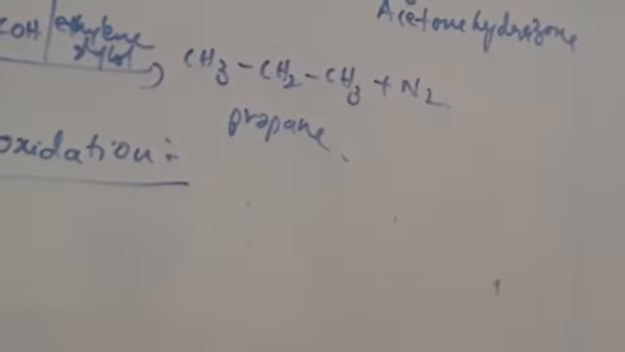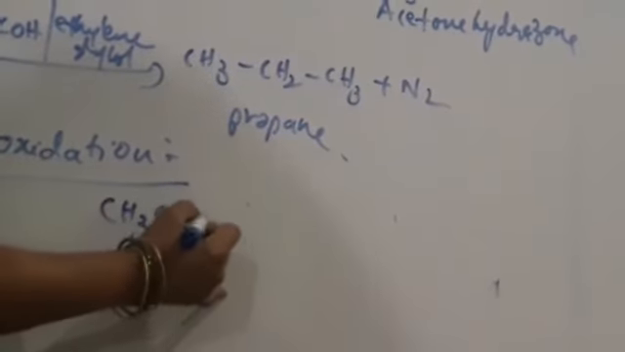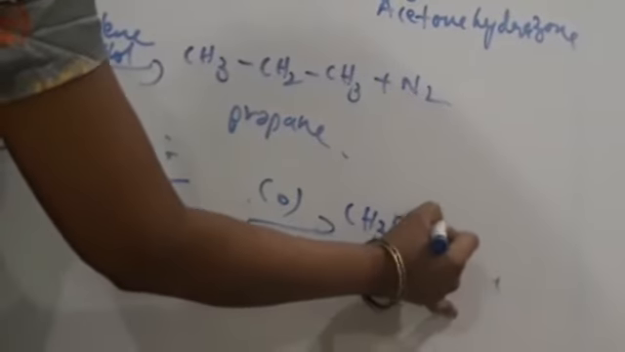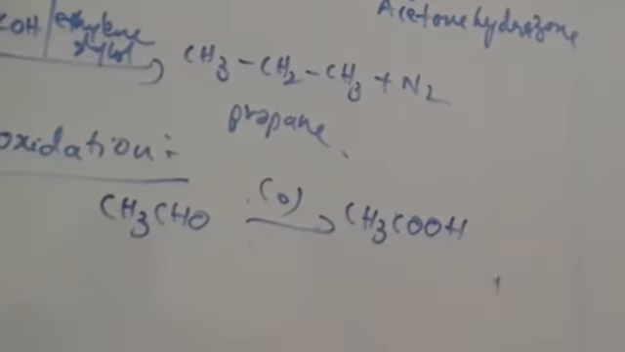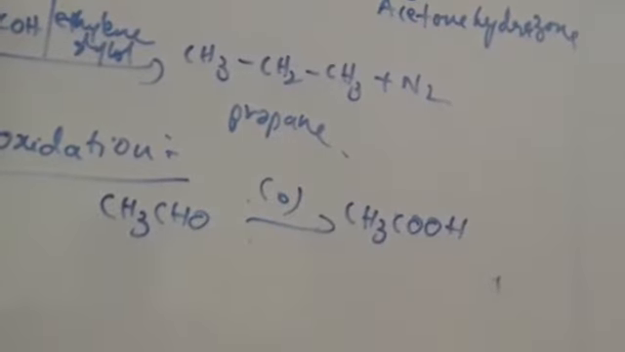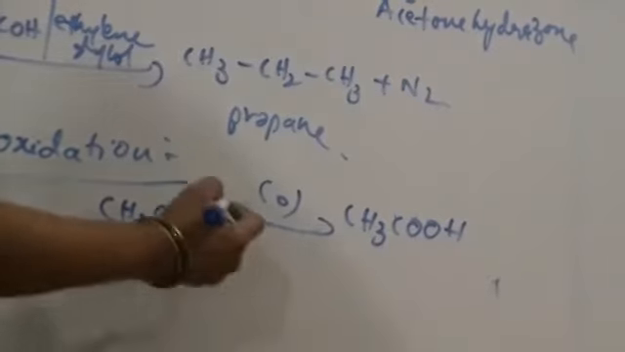So, in oxidation, acetaldehyde oxidizes into acetic acid. Acetaldehyde easily oxidizes into acetic acid. Okay? And here we use oxidizing agents like potassium dichromate and potassium permanganate.